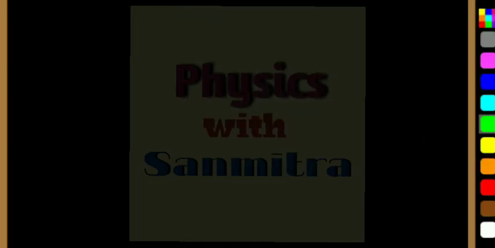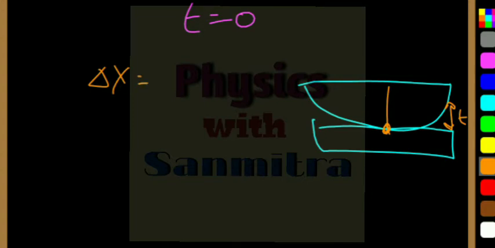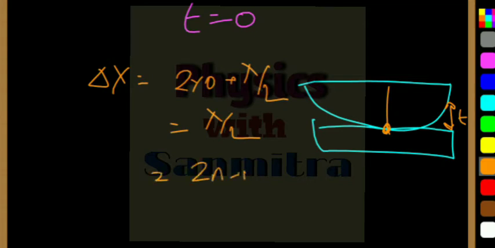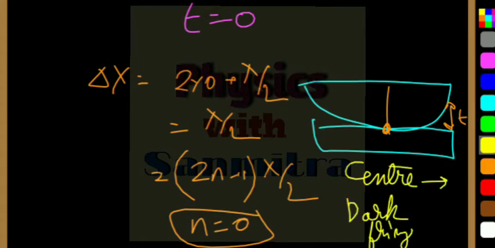Now let's see one thing here. At t is equal to 0, what do I exactly mean by t is equal to 0? This is my t, the thickness of the film. At the center, t is equal to 0, and I am getting delta x is equal to 2 into 0 plus lambda by 2 is equal to lambda by 2. So delta x is an odd multiple of lambda by 2, (2n plus 1) lambda by 2, where n is equal to 0. So at the center we are getting a dark fringe.